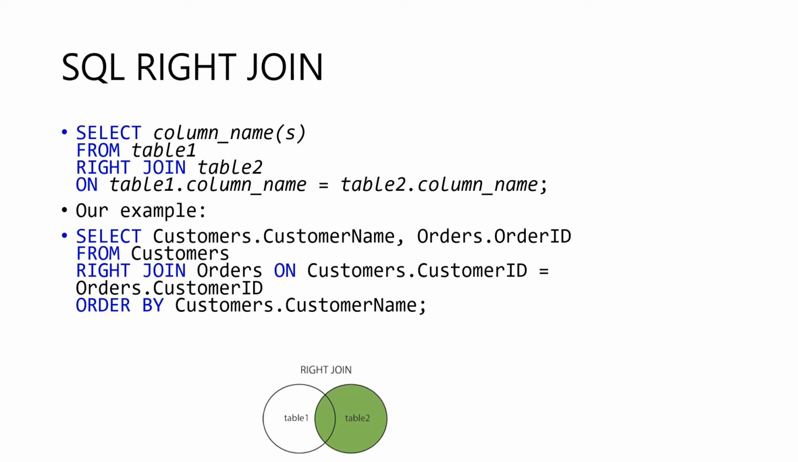SQL right join, or the right outer join, returns all records from table 2. Table 2 is actually orders, but only matching records of table 1, and table 1 is actually the left table, the customers table. So graphically it is represented like this.